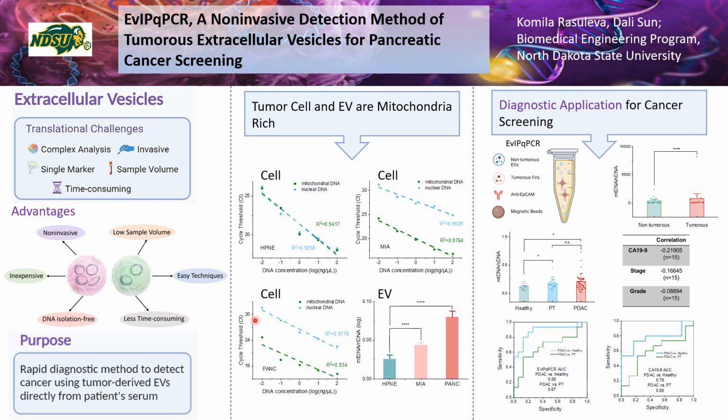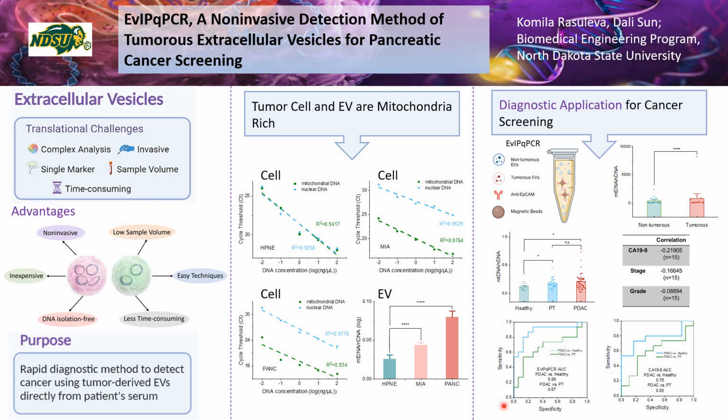And as you can see, this result represents a high linearity correlation between cycle threshold and the DNA levels that have been used in our case. And it's obvious from the graphs that the mitochondrial DNA to nucleus DNA ratio stays almost equal in the HPNE cell line, while in the MIA and PANC cell lines, mitochondrial DNA was highly elevated compared to the nucleus DNA.